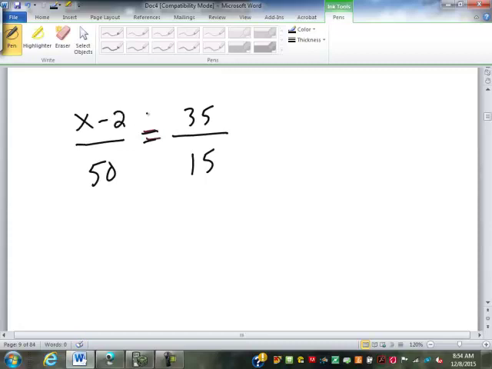Let's try this one. X minus 2 over 50 equals 35 over 15. See what you get for x. So walk me through it. You can go either direction. I'll do the 50 times 35 first. Is that 1650? 1750?